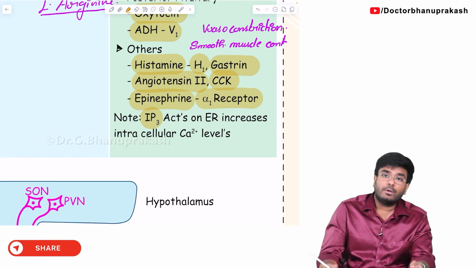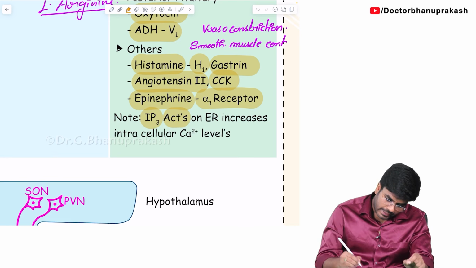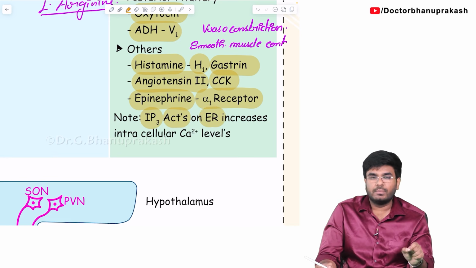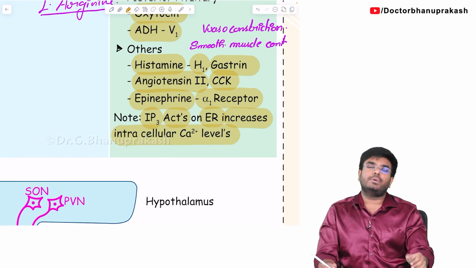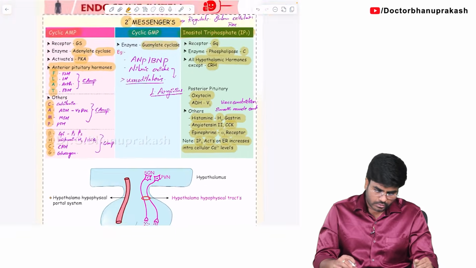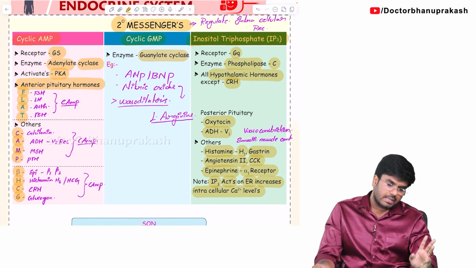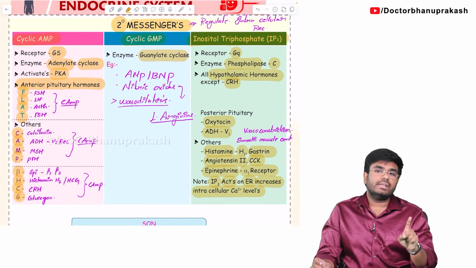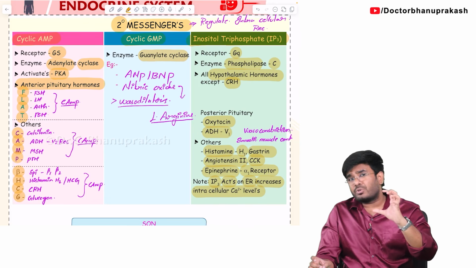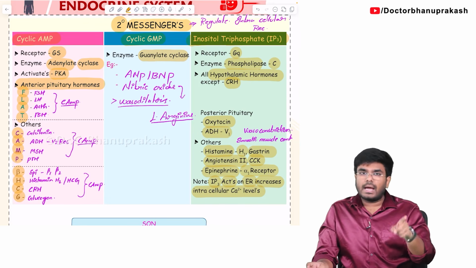Inositol triphosphate acts on the endoplasmic reticulum. It stimulates the endoplasmic reticulum to release calcium into the cell, causing muscle contraction. So, done. With this, what have we completed? We have completed the three secondary messengers: cyclic AMP, cyclic GMP and IP3. All vasodilatory hormones, cyclic GMP. All hormones causing vasoconstriction, IP3. All hypothalamic hormones except CRH, IP3.